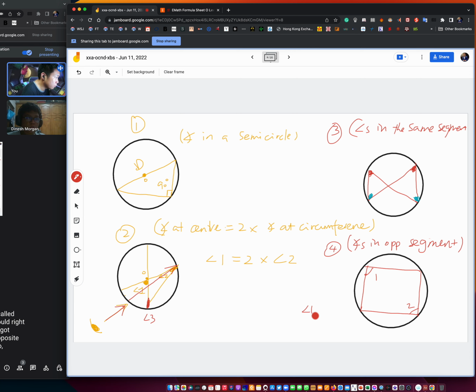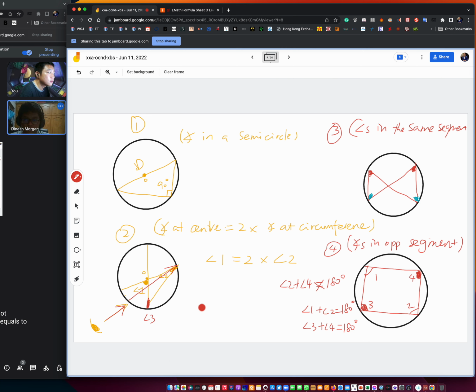So angle 1 plus angle 2 is 180. Then of course, if this is angle 3 and this is angle 4, your angle 3 plus angle 4 is 180. Clear? Okay, but hold on. Let me be very clear with you: angle 4 plus angle 2 is not necessarily equal to 180. No.